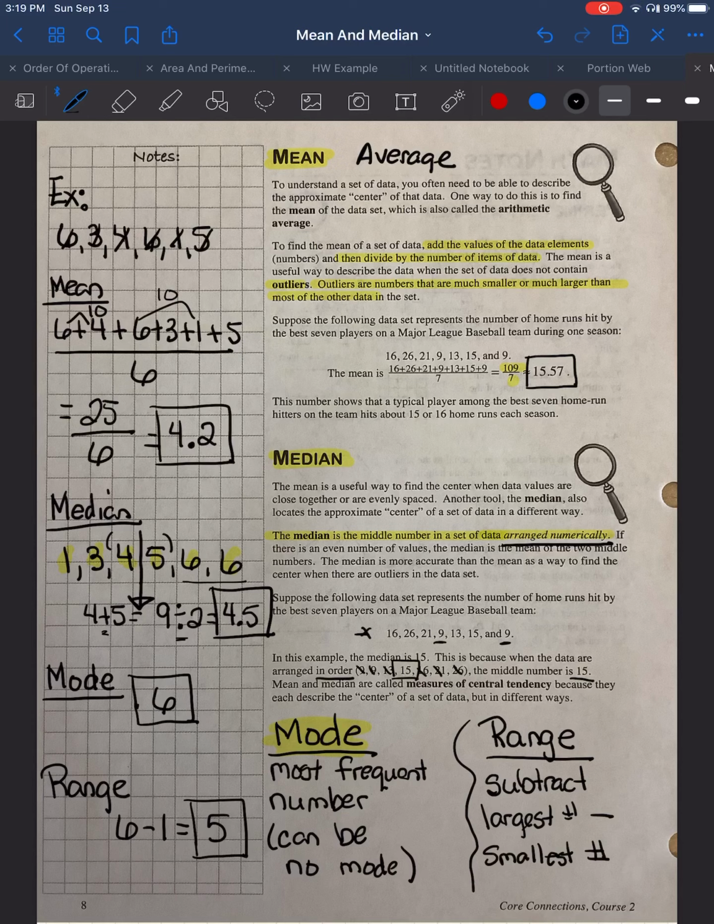Okay, that is our mean, median, mode measures of the center of data, right? 3 different ways to do that, plus range because it shows up here. Okay, make sure you got it all written down.